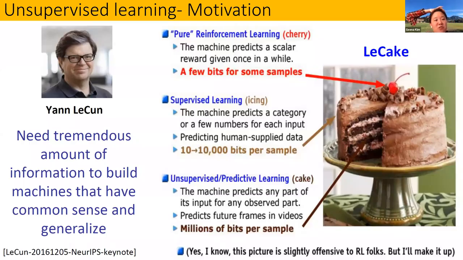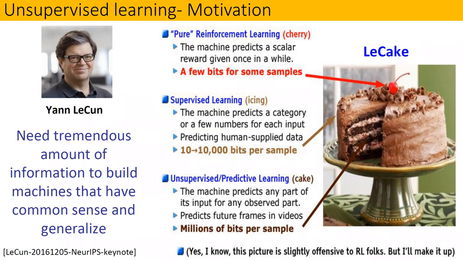And speaking of unsupervised learning, here's a motivation. I have seen this cake picture a lot in machine learning talks. When it comes to available data volume, pure reinforcement learning, which means that you have to gather input data and then the action data from your robots, can be very challenging. So the amount of useful data in reinforcement learning is very rare.